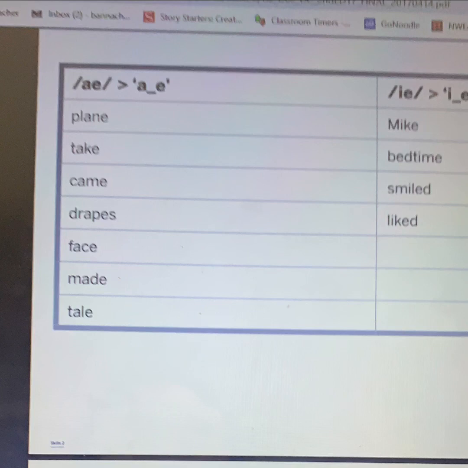Before I start the story, I want to show you some words that you will see in the story that have the A and I sounds, like we were practicing on Wednesday. We have plane, take, came, drapes, face, made, and tail. And for IE, we have Mike, bedtime, smiled, liked.